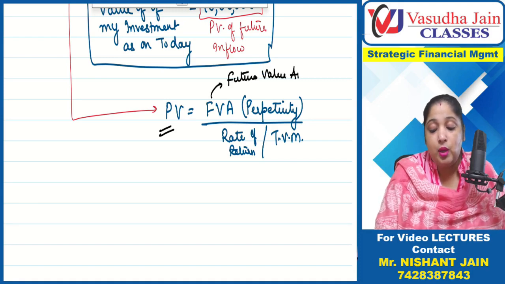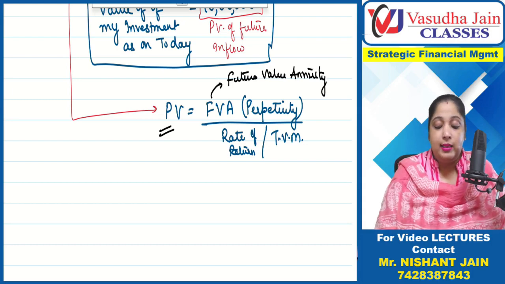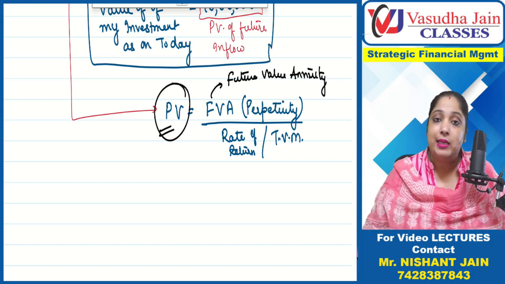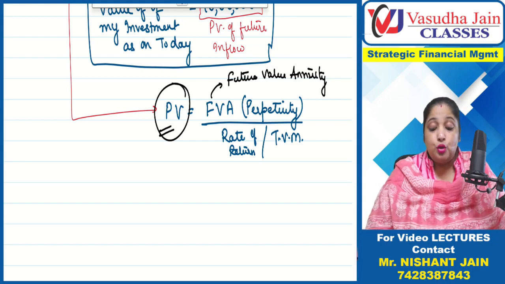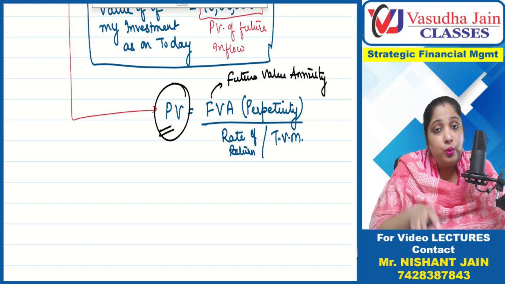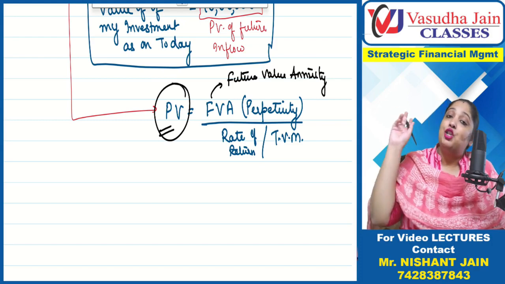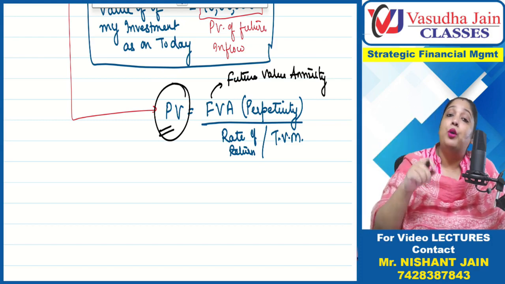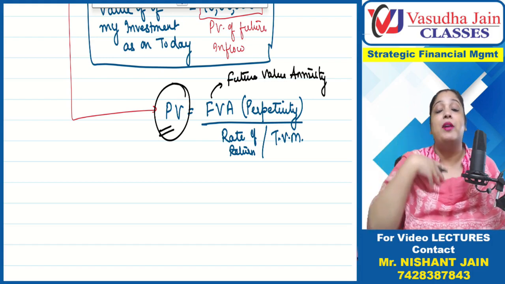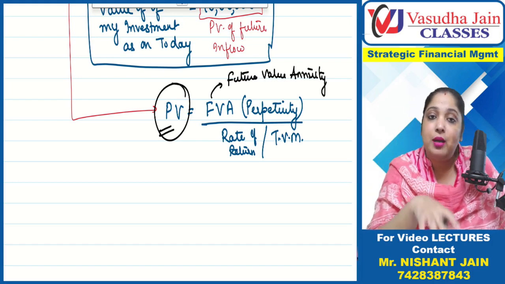This annuity is going to come. Annuity means every year the same amount is coming forever. Then this is how you are going to find out the present value, by dividing with the time value of money. So the same rule I am going to apply in my shares valuation, where dividend is going to come forever. So how much investment should I make in my share as on today?